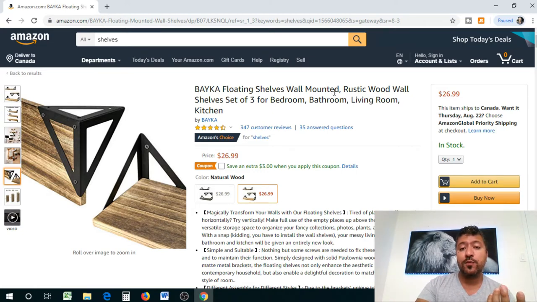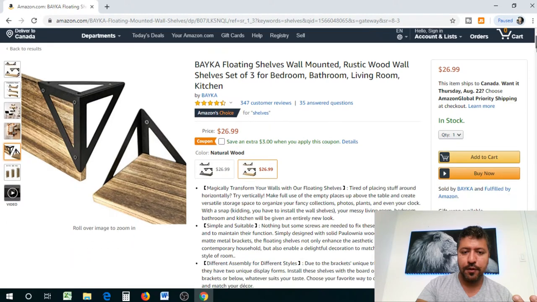Floating shelves, wall mounted. See, these are keywords: wall mounted, floating shelves. Rustic wood wall shelves, set of three for bedroom, bathroom, living room, and kitchen. You see how they've put that? They probably searched and found that these keywords are used when people search for shelves. People search for living room shelves, bedroom shelves, bathroom shelves, kitchen shelves. So that's why they have optimized their listing. They have a whole bunch of reviews, which is great. And we're going to look into this deeper to see the profitability for them.